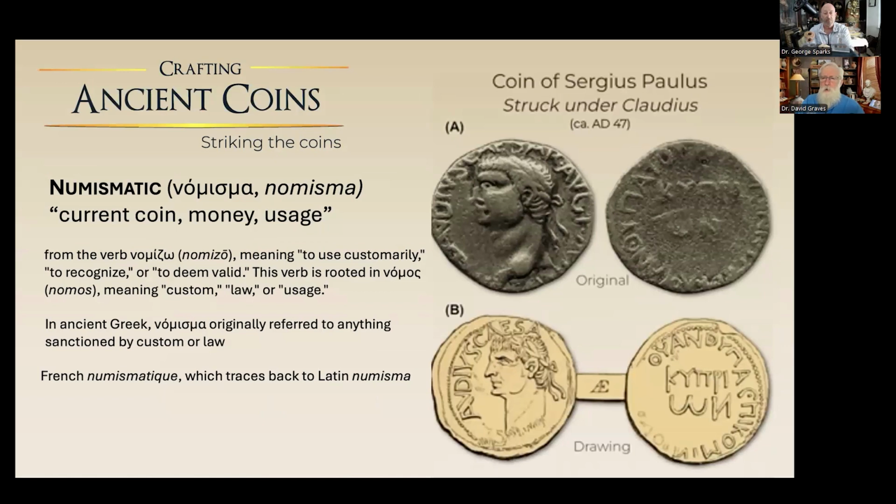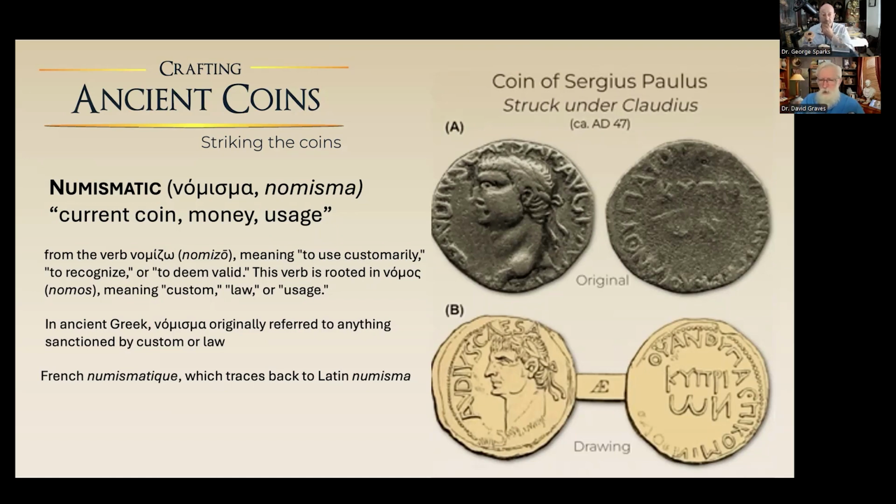The word for a specialist in coins, especially in archaeology, is numismatics, and that comes from the word numisma, meaning the current coin, from the word nomizo, meaning to use customarily or to deem valid. It comes from an earlier Greek word, nomos, the word for law or custom or usage. So in ancient Greek, numisma originally referred to anything sanctioned by custom or by law. That's where it comes from.